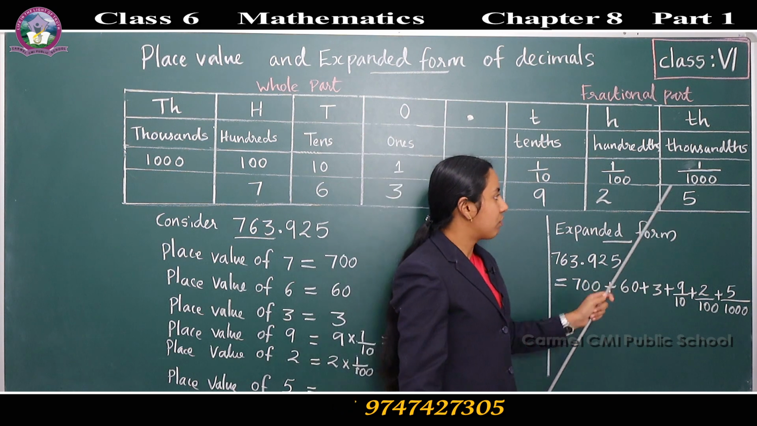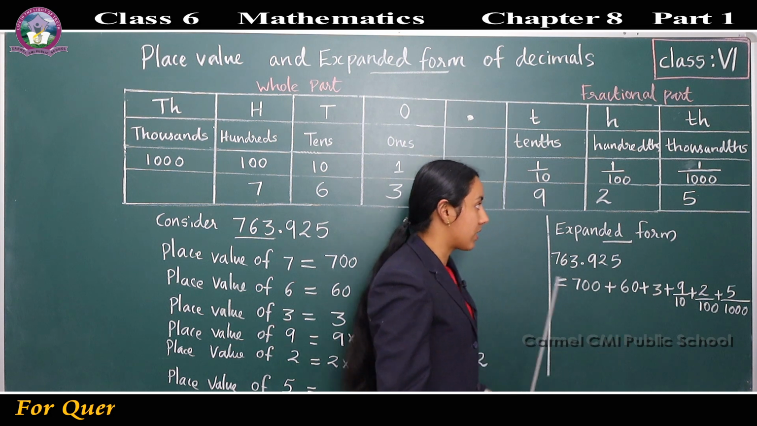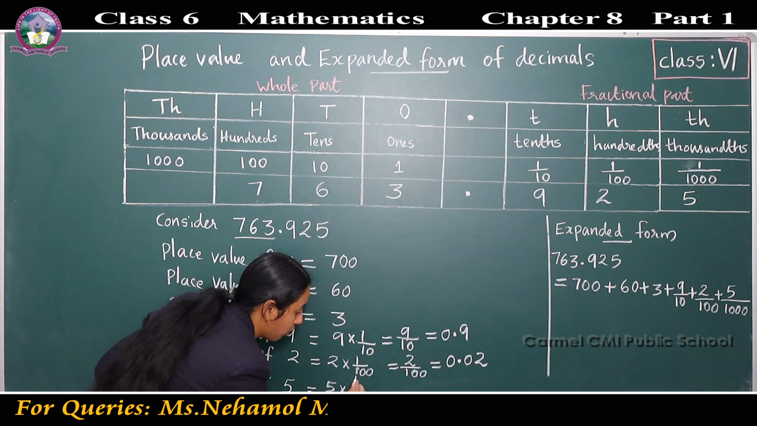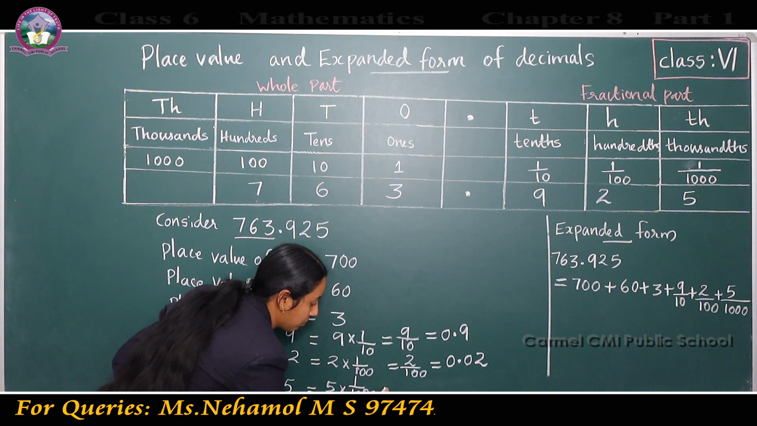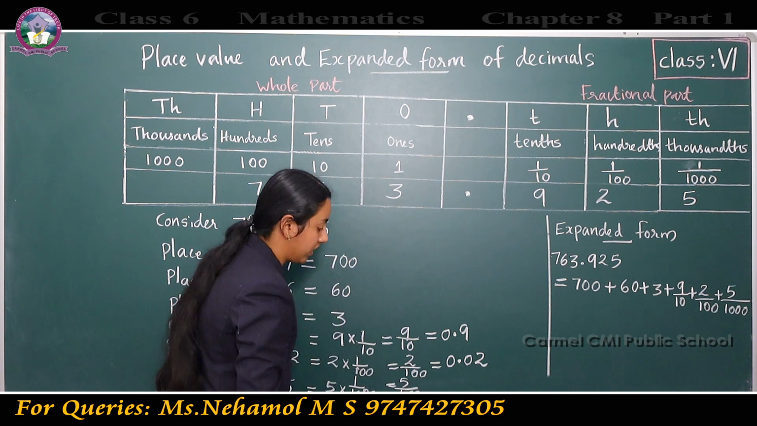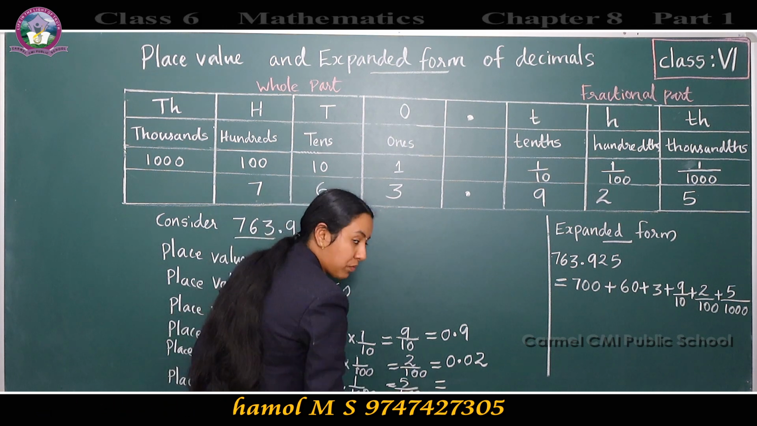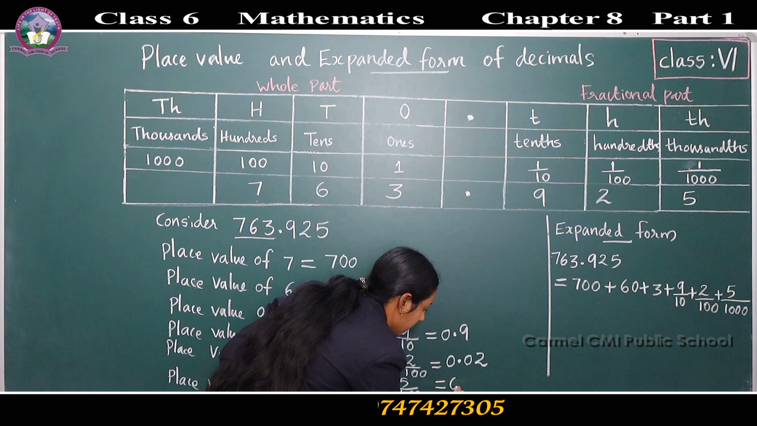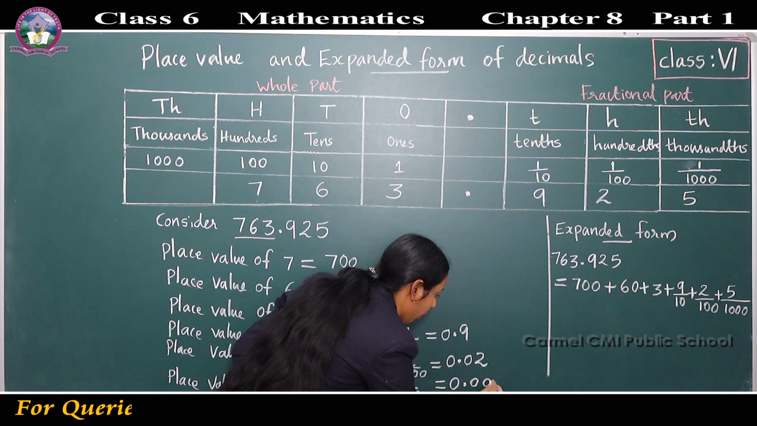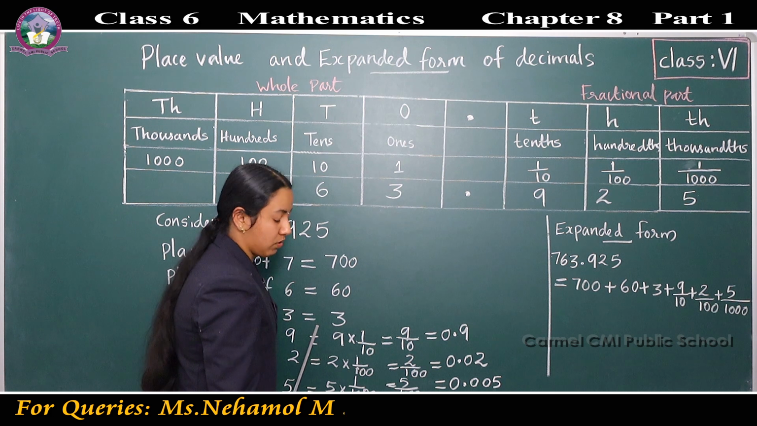Then the next one, 5. 5 belongs to thousandths. So the place value of 5 is equal to 5 into 1 by 1000. That is equal to 5 by 1000. 3 zeros are there in the denominator. So we need 3 decimal places. That is equal to 0.005. 3 zeros in the denominator.